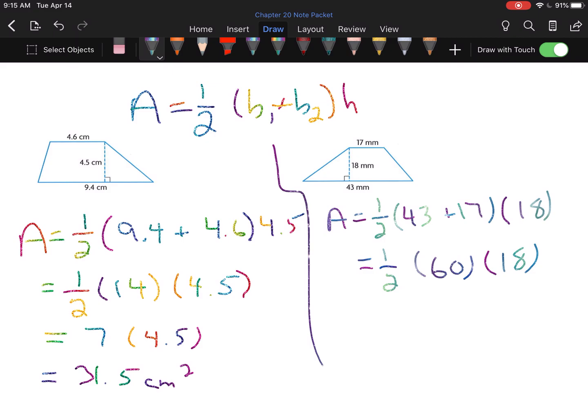And again, once it's all multiplication, you can do it however you want. 1/2 times 60 is 30. And 30 times 18 is going to be big. It is 540. And these are millimeters squared.